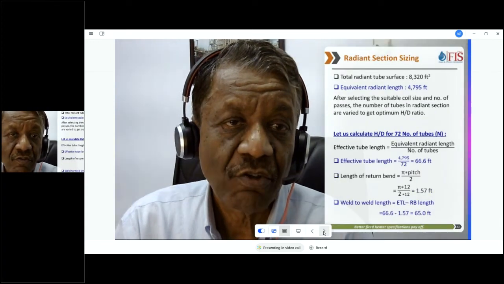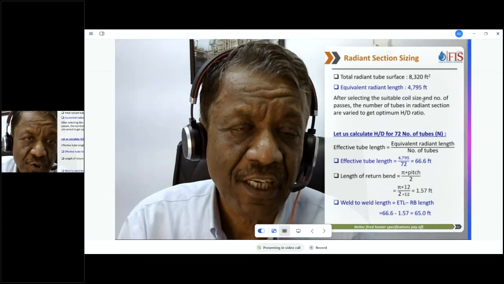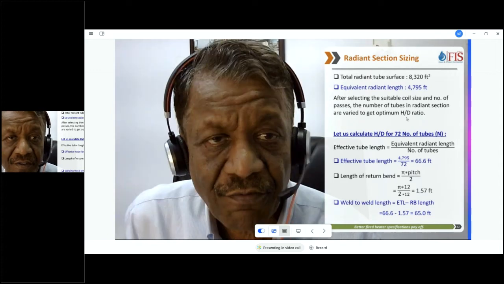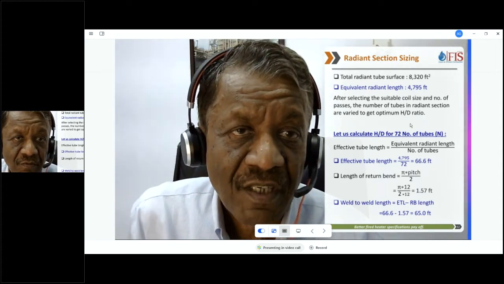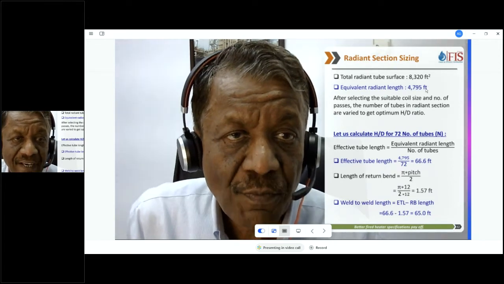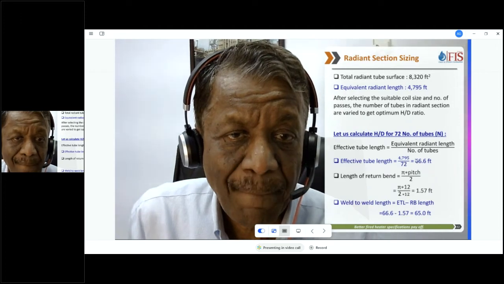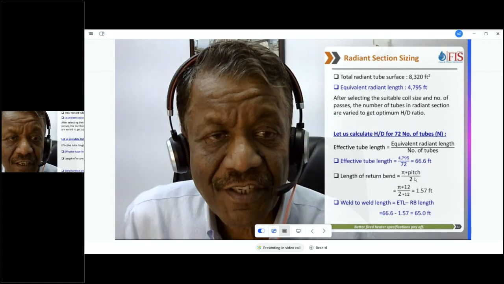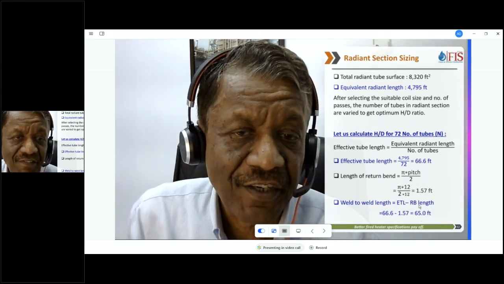So we selected the B design, but here what they are trying to show you is the process for sizing the radiant box. Once we know how much tube length we have to provide and we know the number of tubes, we get the effective tube length. And then we do this minor adjustment of the return bend and we get the straight length. The straight length is about 65 feet.